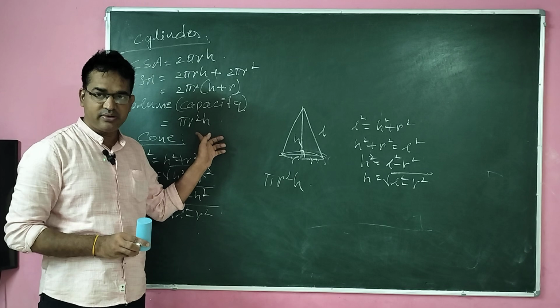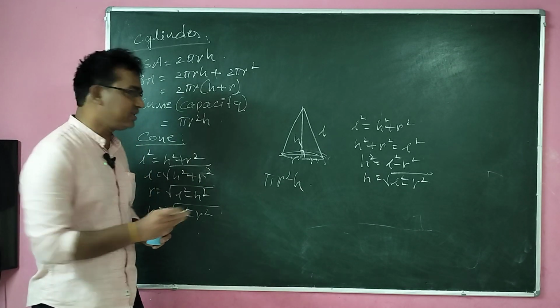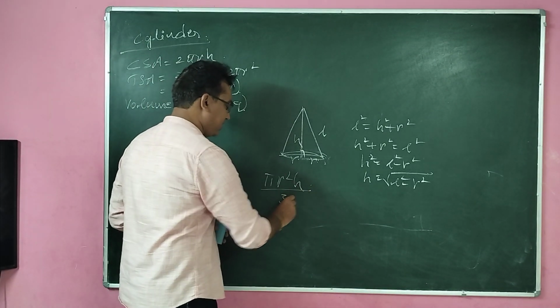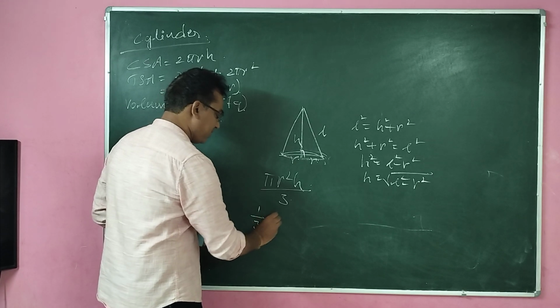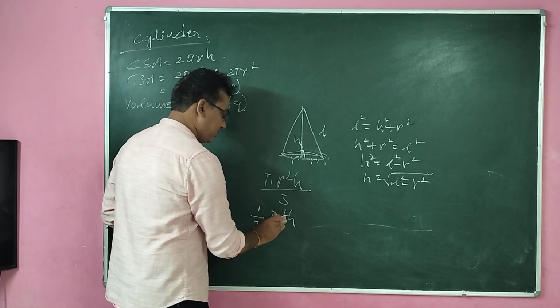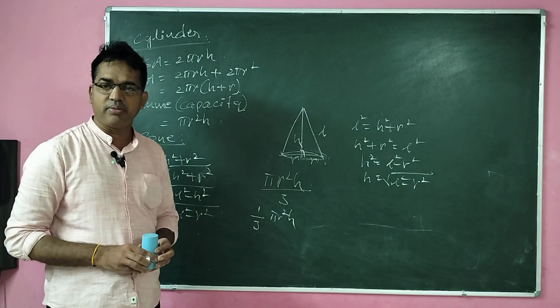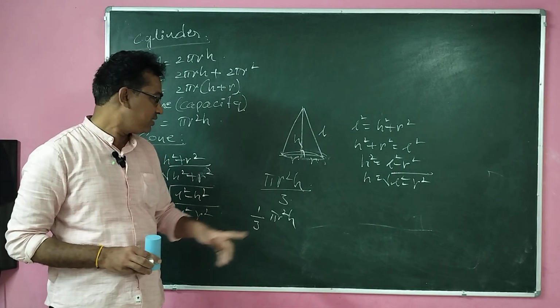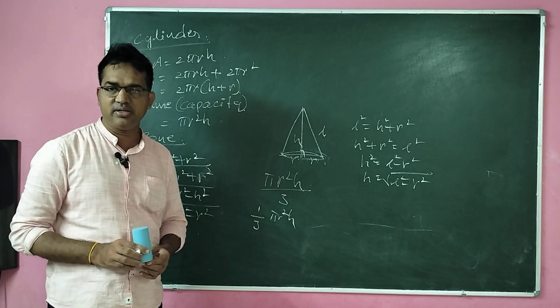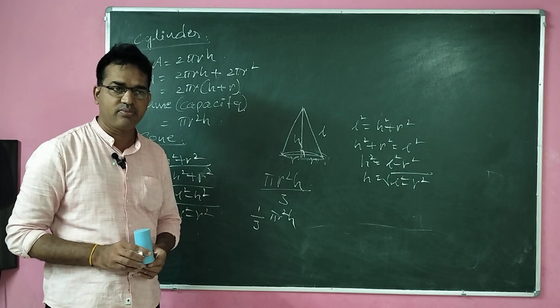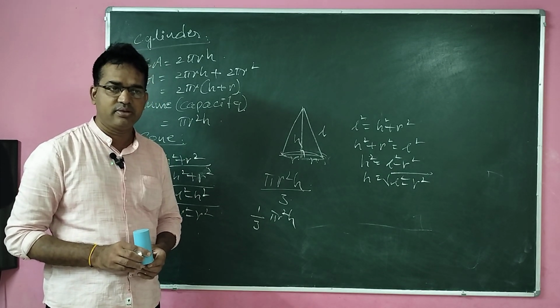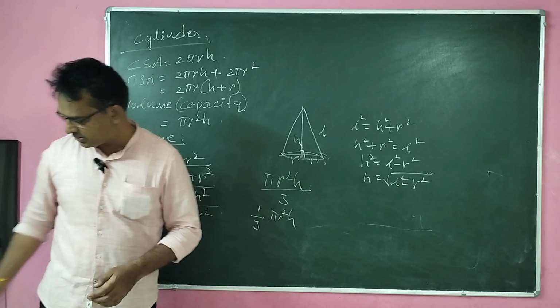Yes or no? Okay. So if we put 1/3 on this, it is done. So 1/3 pi r square h. Otherwise pi r square h divided by 3. Both are the same. Understood, I think. Okay.